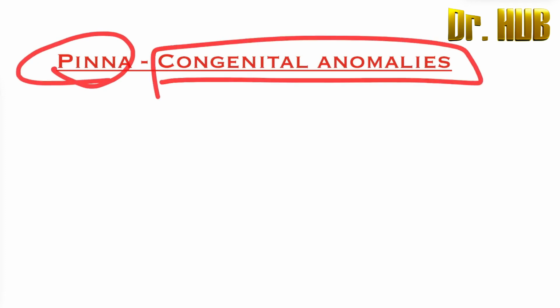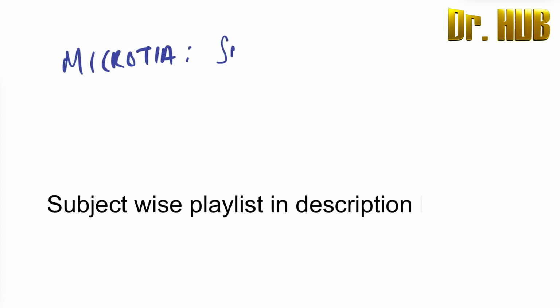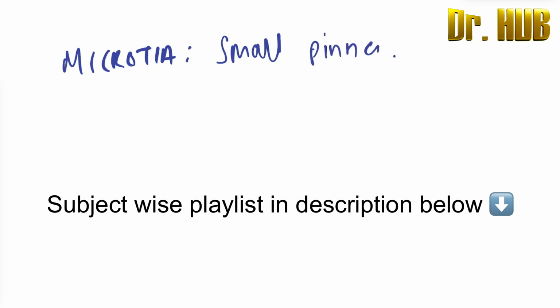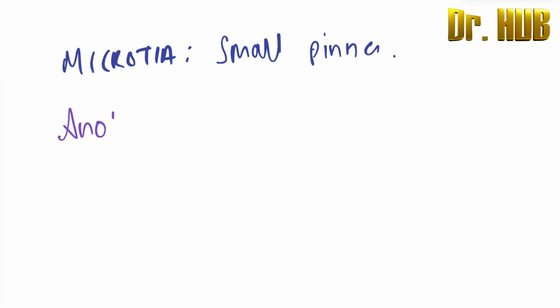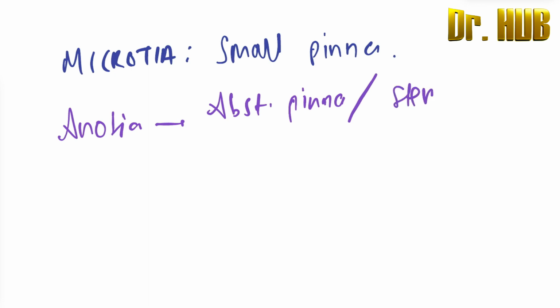Pinna, and you're looking at its congenital anomalies. So the first term is microtia. Microtia stands for the small pinna. Then comes anotia. Anotia stands for the absent pinna. So it is nothing but absent pinna, and also the stenosis of the EAC.